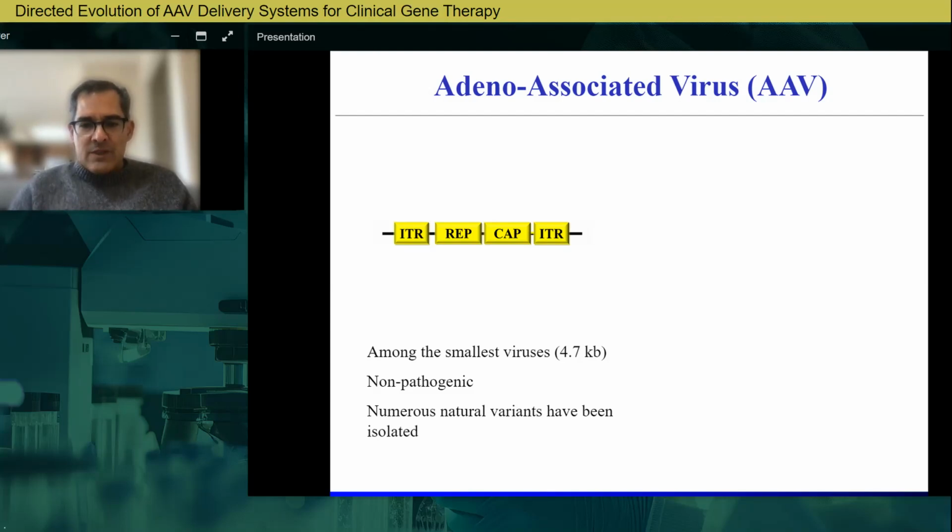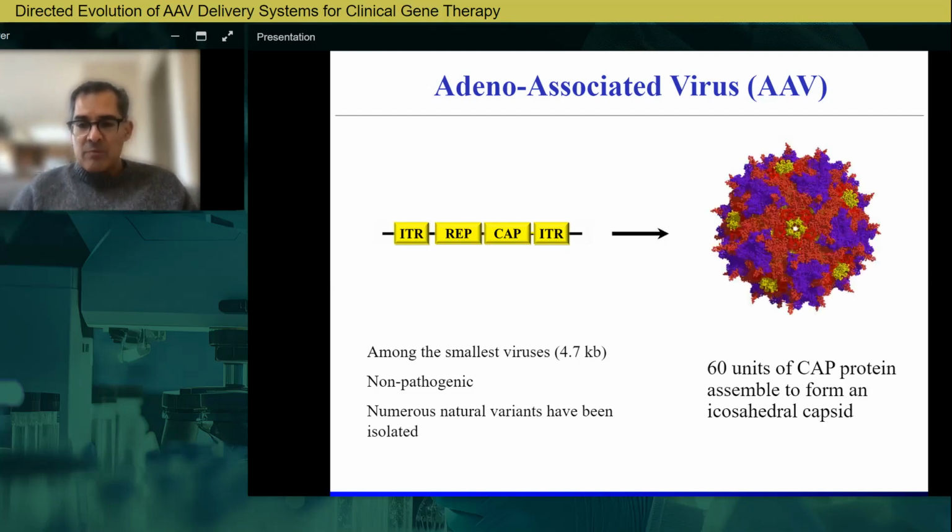So AAV is an interesting virus in that it's among the smallest of all viruses, only around 4.7 kilobases of information. And in addition, it's the smallest among the smallest of particles, around 26 nanometers in diameter. And the way that it works is that it has several open reading frames. The first set of ORFs are called rep, and these encode 4 enzymes that mediate the replication of the viral DNA and assist with the packaging of the viral DNA into the capsid. The second ORF that I'd like to call attention to is cap, which encodes 3 capsid proteins, 60 copies of which self-assemble to form the icosahedral structures you see on the right-hand side.